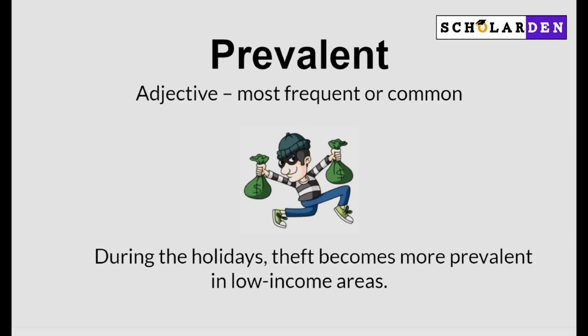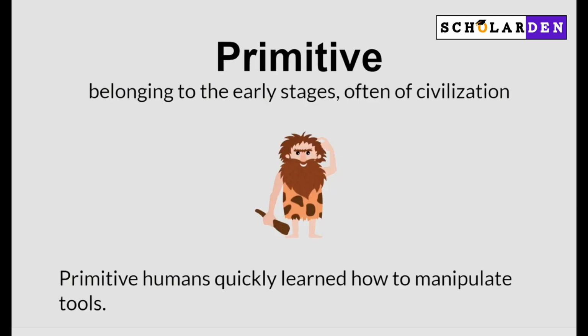Prevalent. This is an adjective which means very common or frequent. So during the holidays, theft becomes more prevalent in low-income areas. Or, raccoons are prevalent in this area and often raid people's garbage cans. Primitive, belonging to the early stages, often of civilization. For example, primitive humans quickly learned how to manipulate tools. Or, his first few drawings were quite primitive, but he improved quickly.